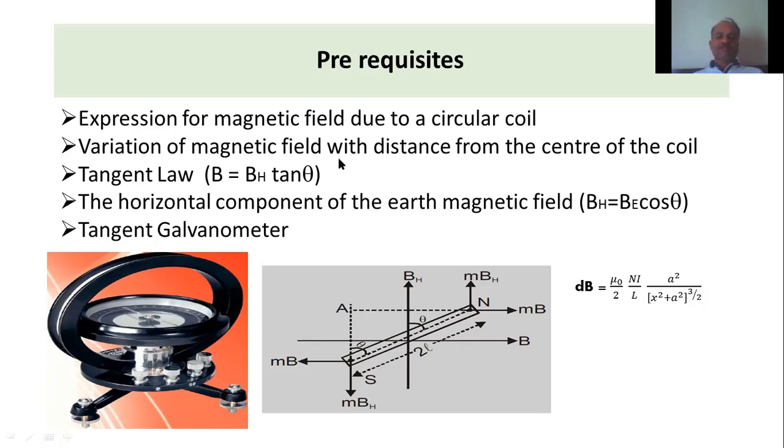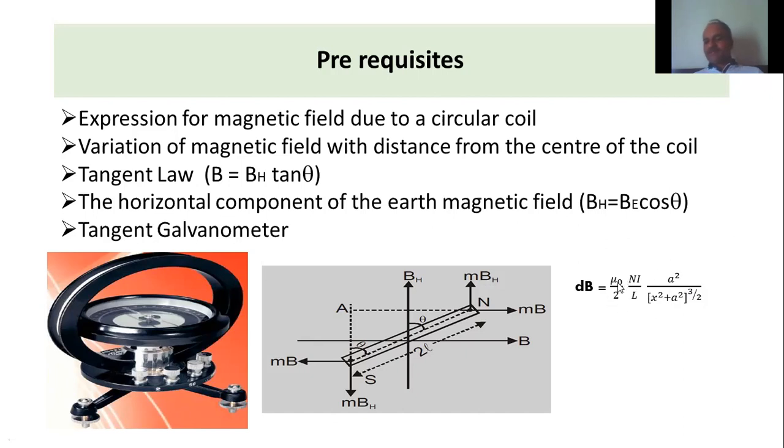This is the expression for magnetic field due to a circular coil, and the variation of magnetic field with the distance from the center of the coil. This x is the distance of the point of reference with respect to the center of the coil. So it is very clear that as we are moving away from the center of the coil, this magnetic field is going to decrease. That is the meaning.